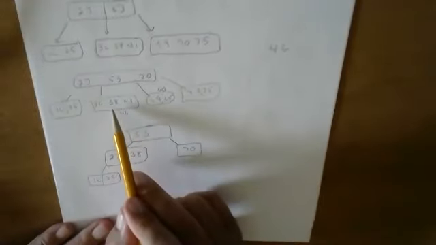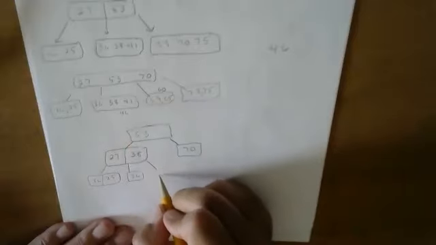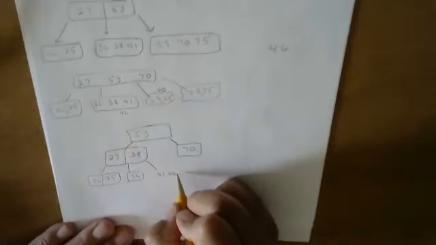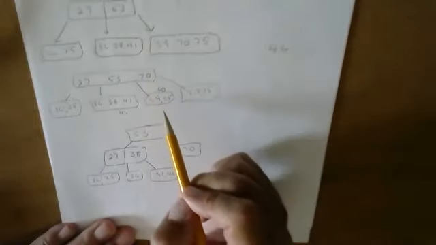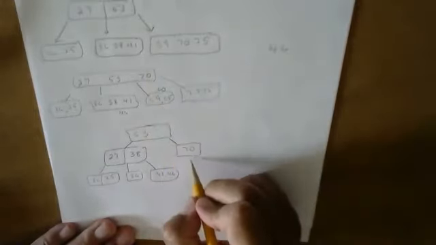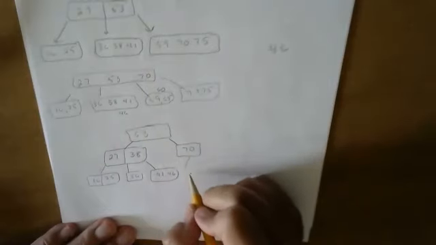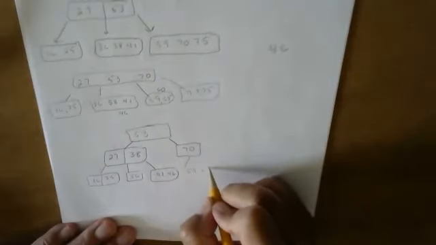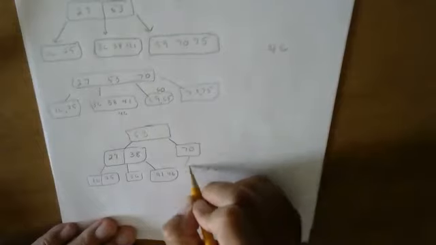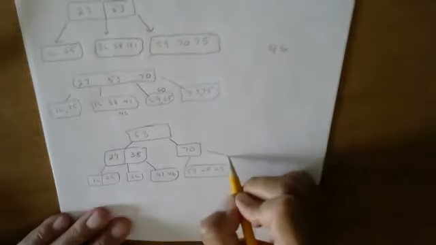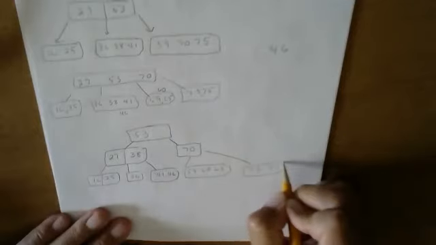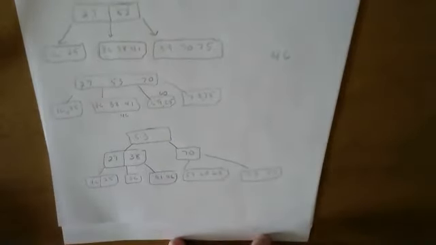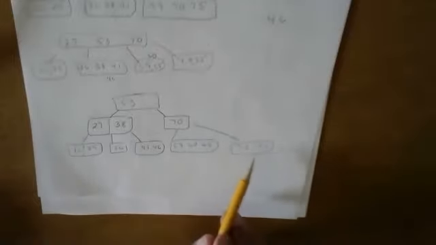And to the right of the 38 is going to be the 41 and 46. Over here with the 70, to the left of the 70, I have 59, 60, 65. And to the right, I have 73 and 75. Okay. Next number I'd want to put in, I'm going to bring it down and try to fill here.